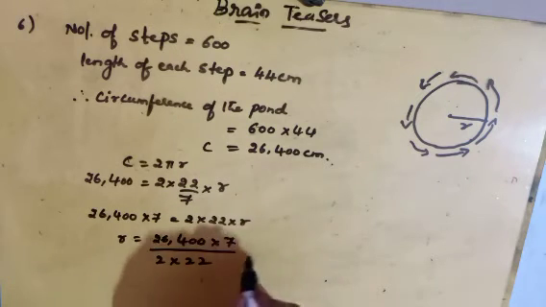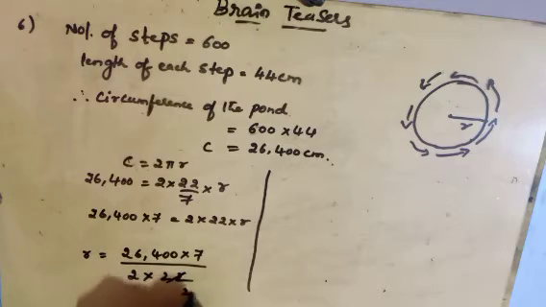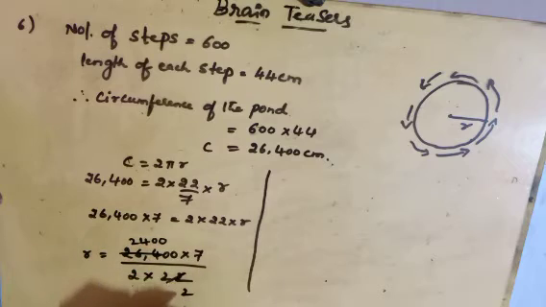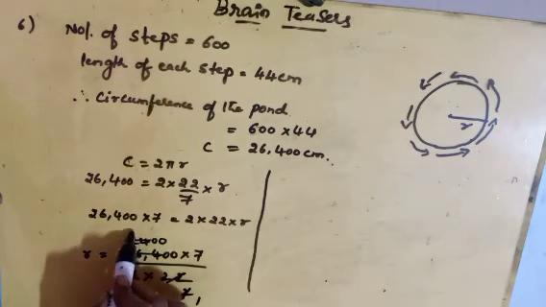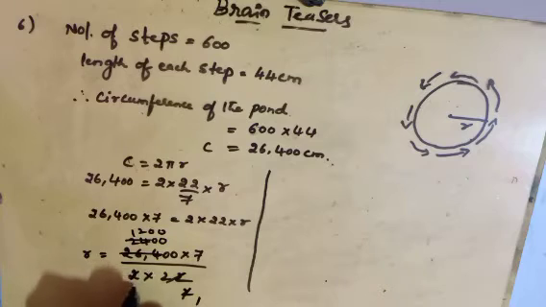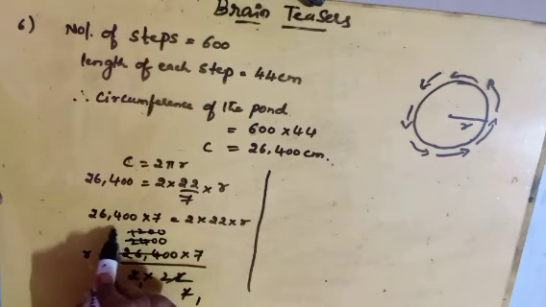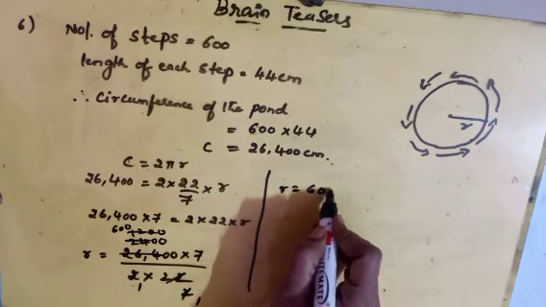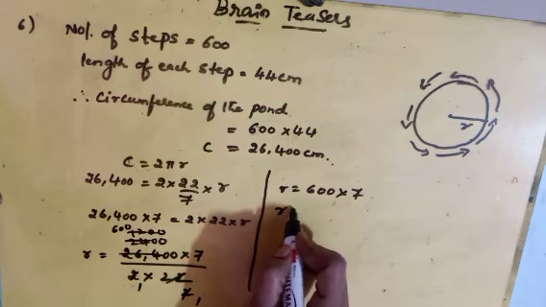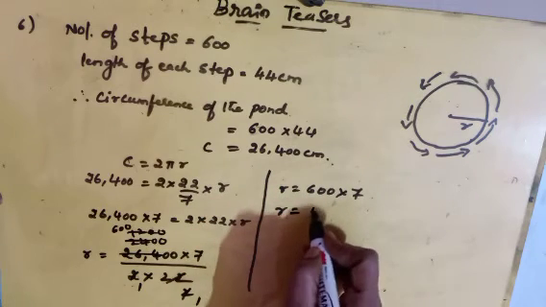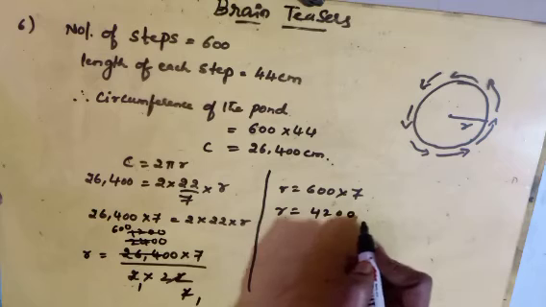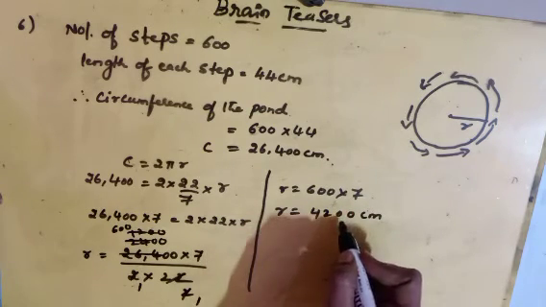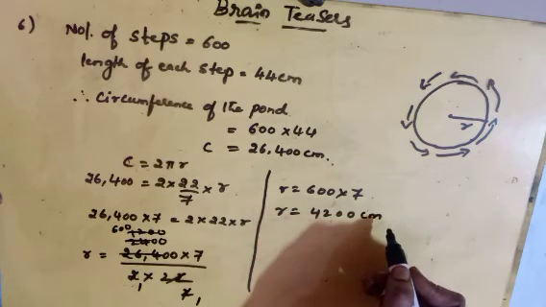Let us do cancellation. 11 2s are 22, 11 4s are 44, 00 as it is. Next, 2 1s are 2, 2 12s are 24, 00. Next, 2 1s are 2, 2 6s are 12. So how much is it? 600. We are left with r equals 600 into 7. 6 7s are 42, so 4200. The unit we write is centimeter. So we got the radius r equals 4200 centimeter.